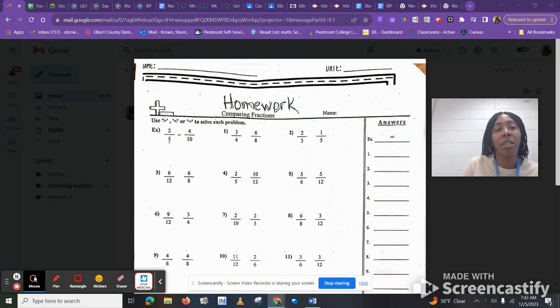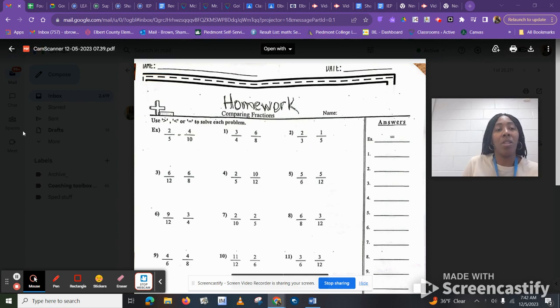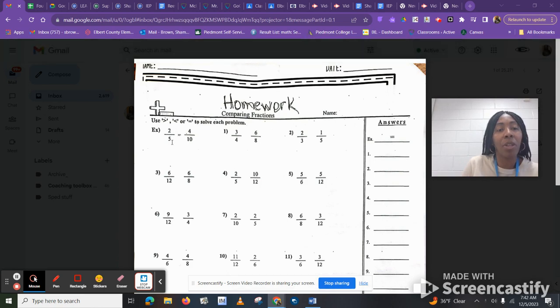We're comparing fractions. So when you're comparing fractions, you're trying to figure out which fraction is bigger. For example, they gave us 2/5 is equal to 4/10. We know that if you multiply 5 times 2, you get 10, so you have to multiply the top by 2 as well, and we get 4. That lets us know that these two fractions are equal because I can multiply top and bottom by the same thing.